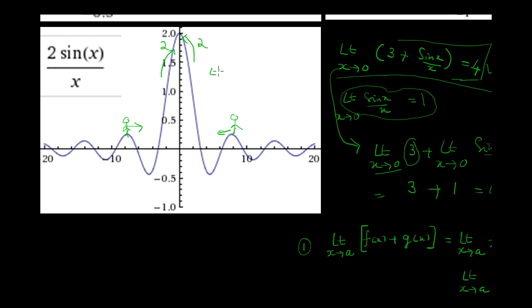Since the left hand side limit and right hand side limit are both equal to 2, the limit is said to exist, and the limit value is 2. Okay, that's the end of it.